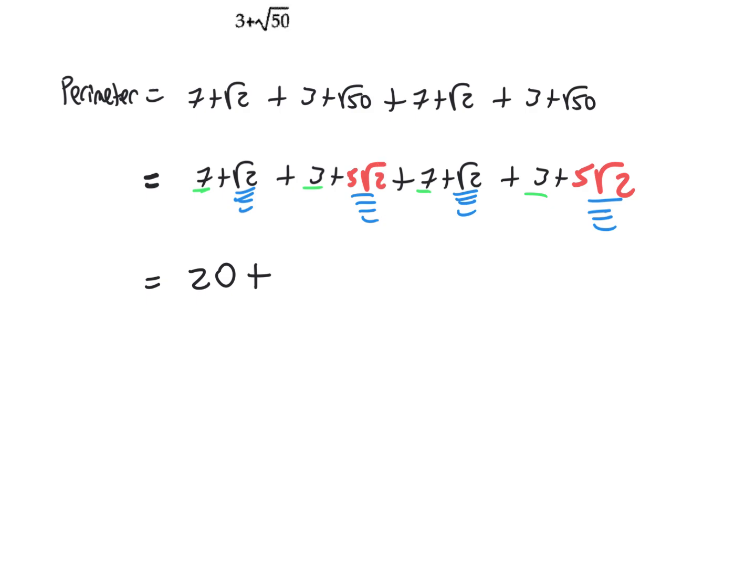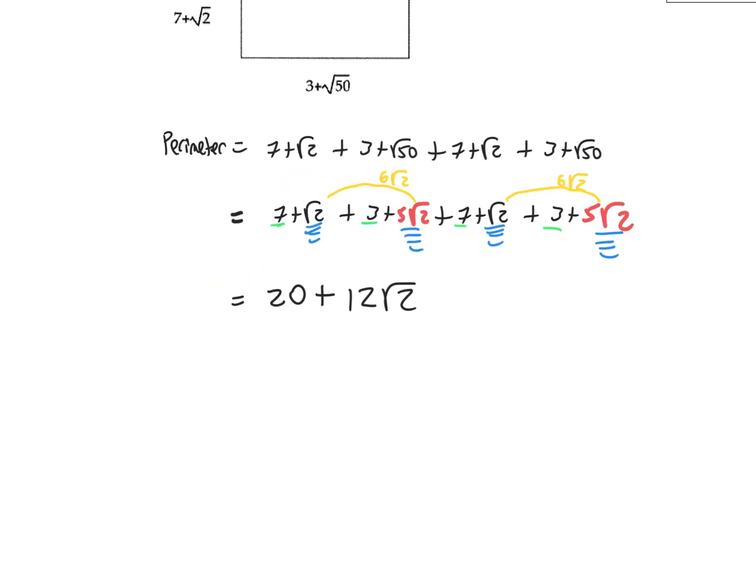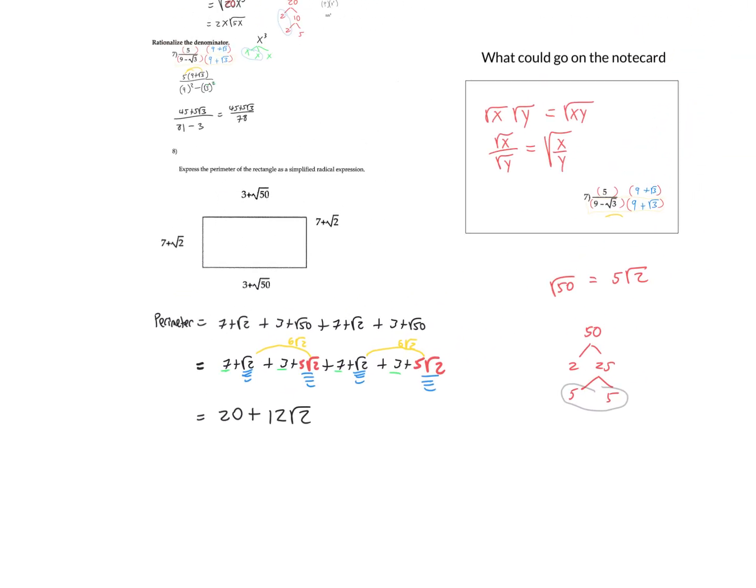Okay, so I'll write that here. When you combine these, that becomes 6 radical 2. When you combine these, that becomes 6 radical 2. And what does 6 radical 2 plus 6 radical 2 become? Well, that would become 12 radical 2. So that is what the teacher's looking for there.